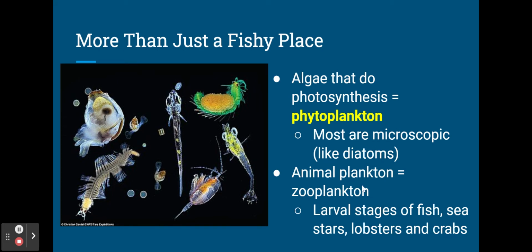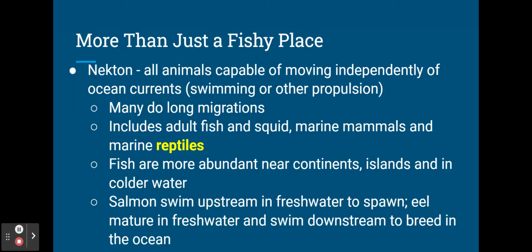Animal plankton are plankton that eat phytoplankton, and they're what we call zooplankton. Zooplankton are like the larval stages of fish, sea stars, lobsters, and crabs that you often see. They're super little and gooey, and yes, they eat other animals.